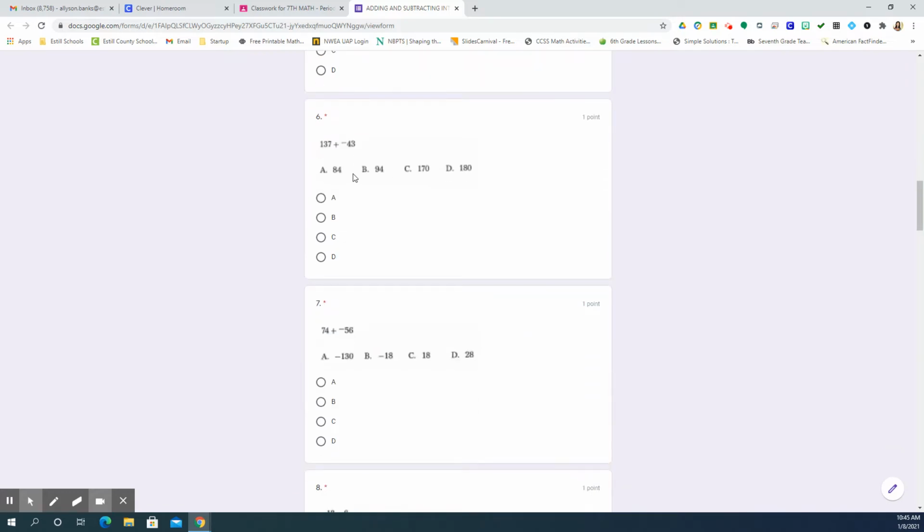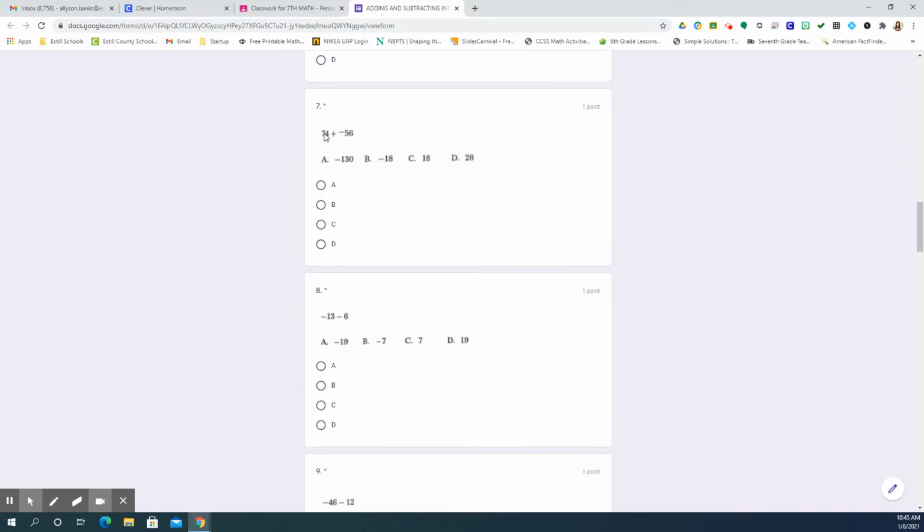The same thing for number 6. If you look at it, same signs you add, different signs you subtract. These are different signs, so we're going to subtract. I know the answer cannot be C or D because it's got to be one of the two that's less than 137. So I want you guys to use your calculator and subtract 137 plus -34 to get your answer. It's one of these two.